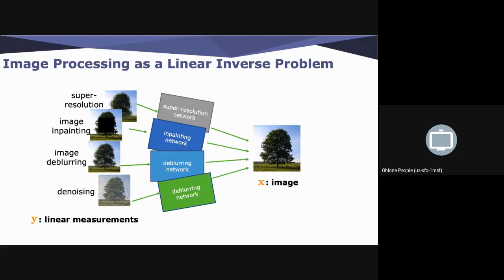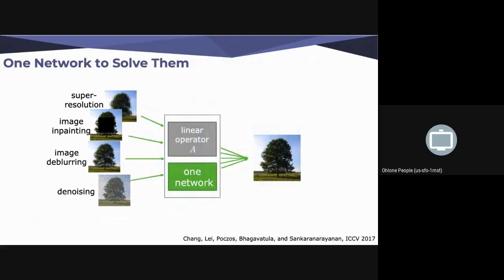And the network that you build for one problem has little to do with the networks for the other problems, except perhaps superficial similarity in terms of the architecture and the training strategies used. So this led us to ask the following question. Classic image processing techniques reuse signal models to solve many different problems.